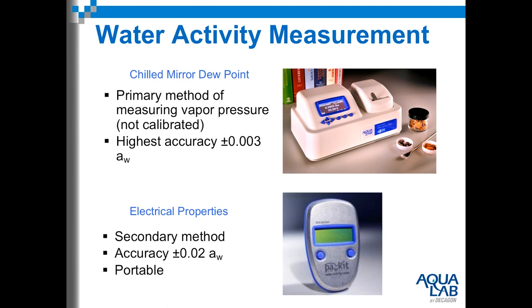So in terms of water activity measurements, this approach has the highest accuracy, so most standard benchtop units are going to read plus or minus 0.003 water activity. So if you're looking for better control in a lab setting where we control the temperature of the block, this would be your best and most accurate approach to obtaining a water activity measurement.